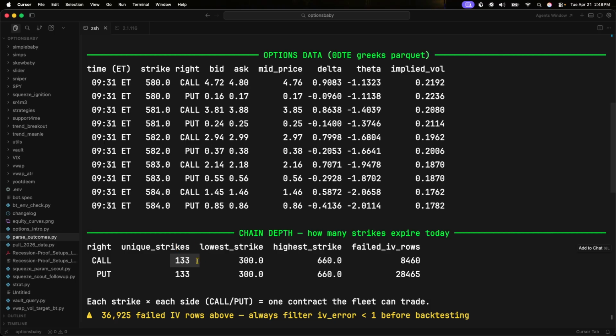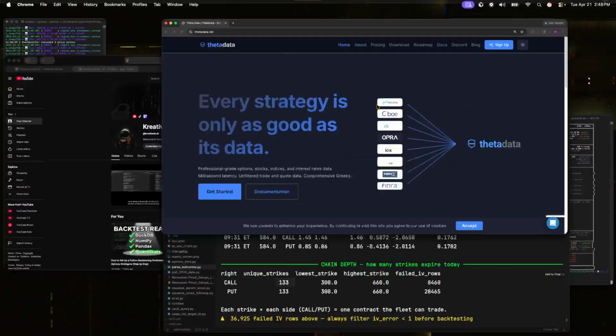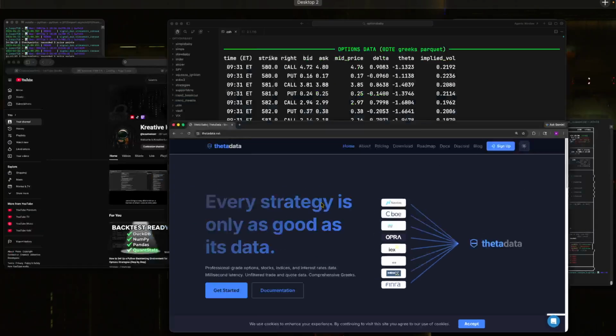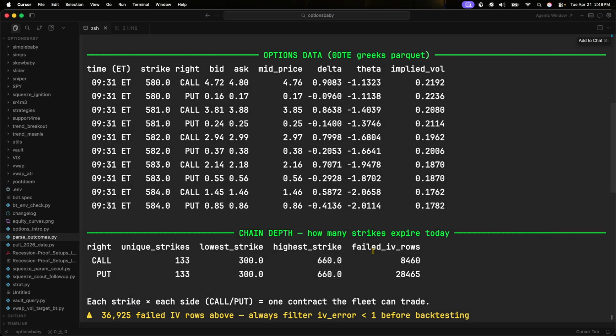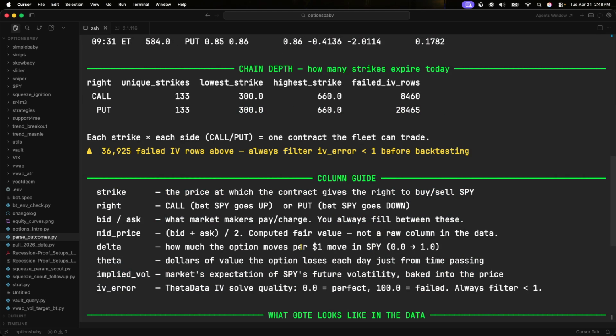So with our historic data from ThetaData, gang, this is where we get our data from. We have 133 unique calls on this particular day, and we have 133 unique puts. The lowest strike is going to be 300, the highest is going to be 660, and a few failed without IV. That's all right.